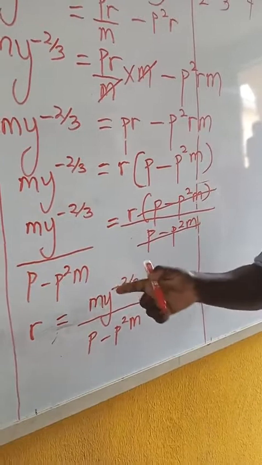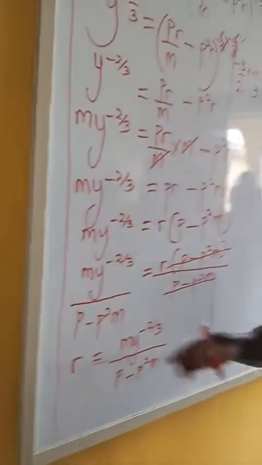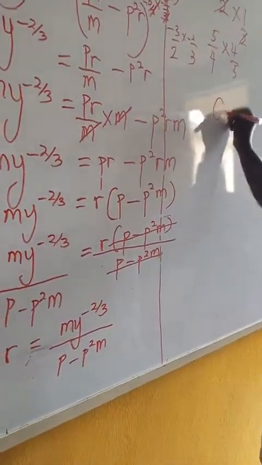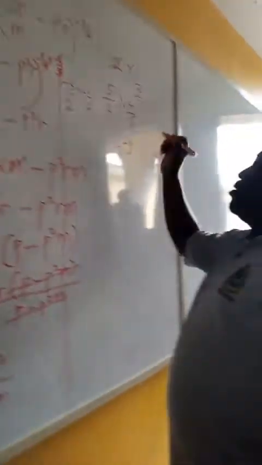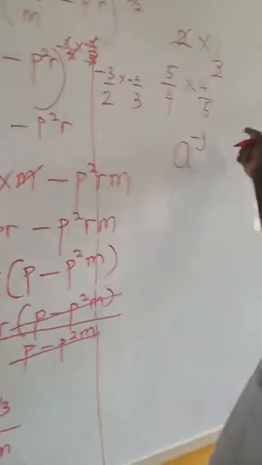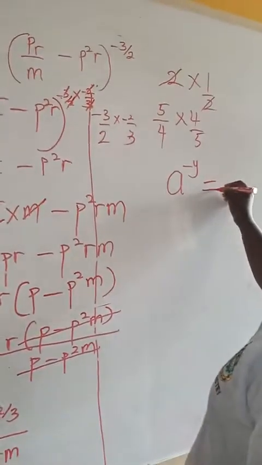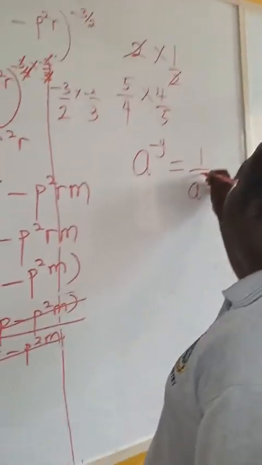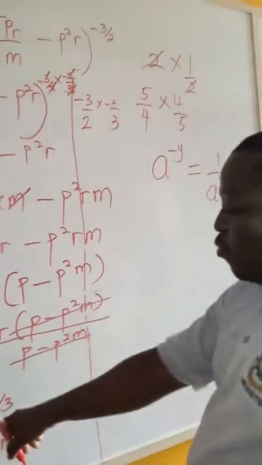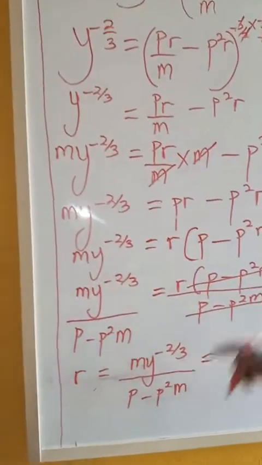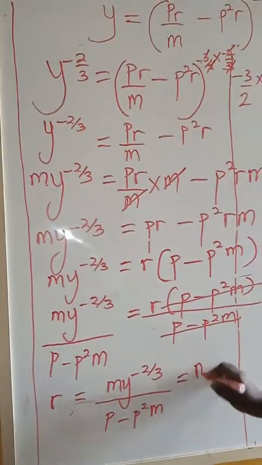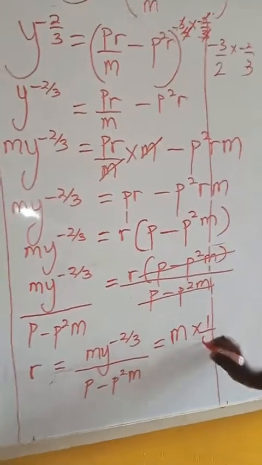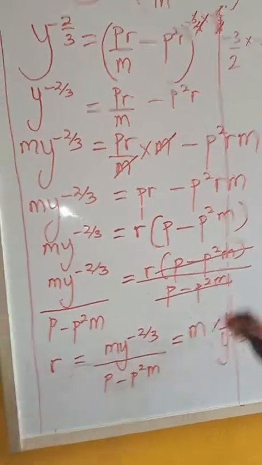But we can simplify this further. How can we do that? According to one of the laws of indices, if a number is raised to a negative power, for instance, a is raised to the power of minus y, the law states that it can be rewritten as 1 over a raised to power y. So we want to rewrite this according to one of the laws of indices. So y raised to power minus 2 over 3 now is 1 over y raised to power 2 over 3.